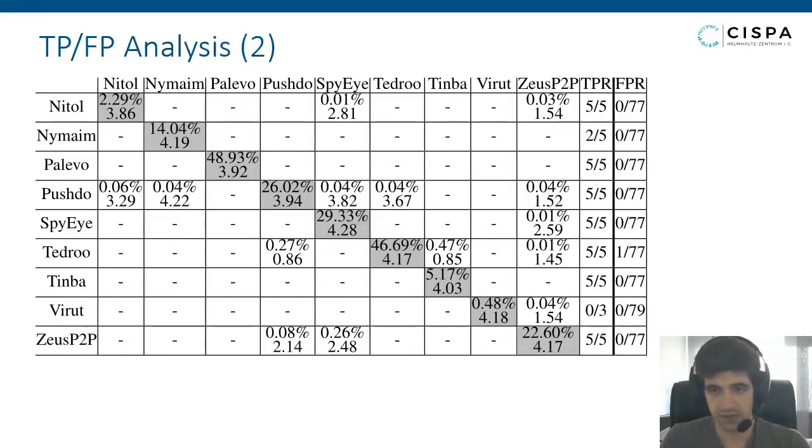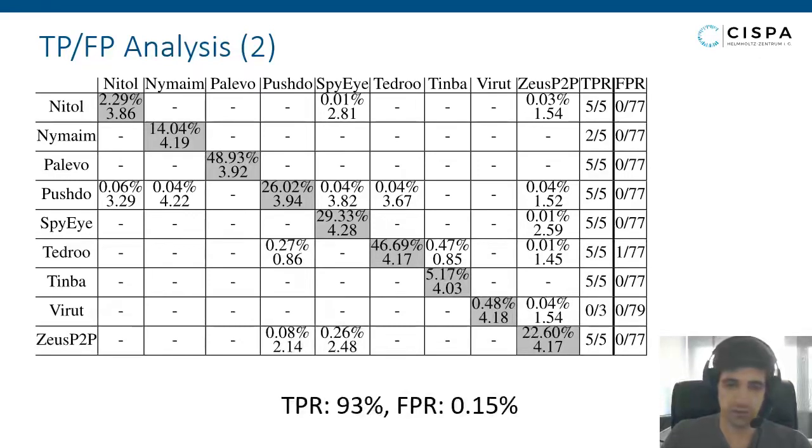We did not get all true positives in the case of Nijmegen, and also Virat also had some cases where it didn't work that well. But for all those cases, we actually did case studies with quite some interesting insights that can all be found in the paper. In total, the result of this evaluation is that our approach gives a true positive rate of 93% and a false positive rate of 0.15%, which shows the feasibility of our approach in practice.